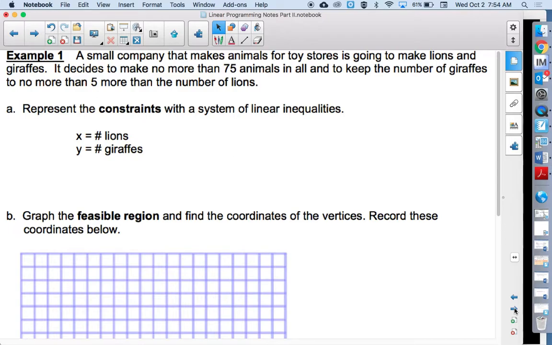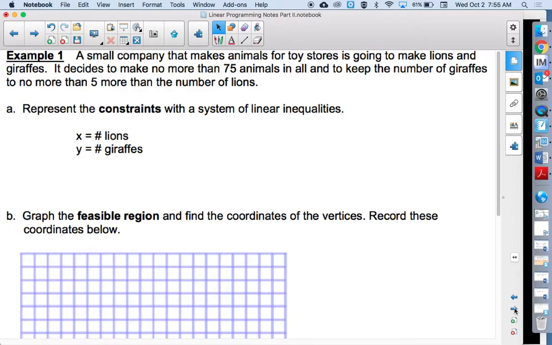So they decide here to make no more than 75 animals and to keep the number of giraffes to no more than 5 the number of lions. So that's a lot of information there. Going back and looking again, we have lions and giraffes. We're making no more than 75 animals in all. And they decide to keep the number of giraffes to be no more than 5 the number of lions. So there's a couple of pieces here.